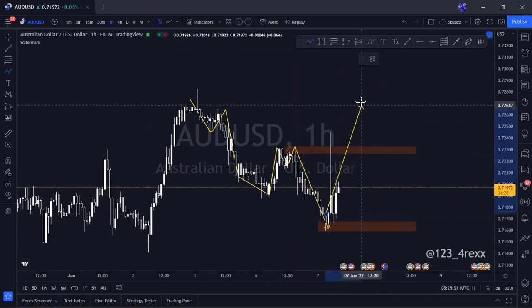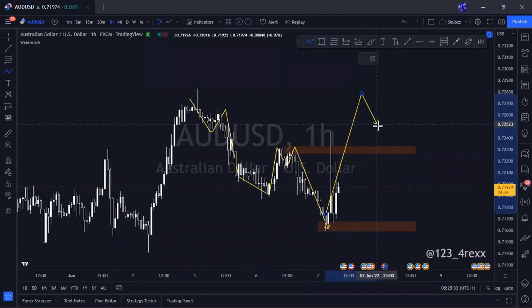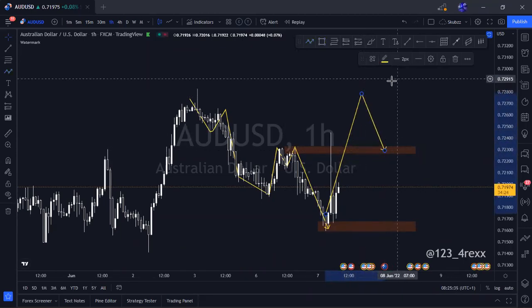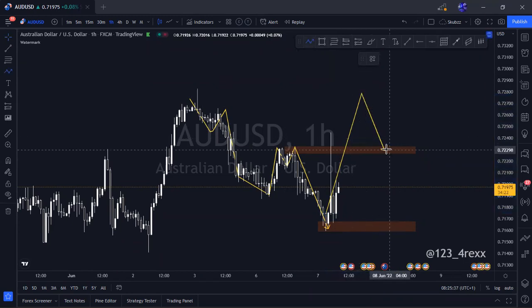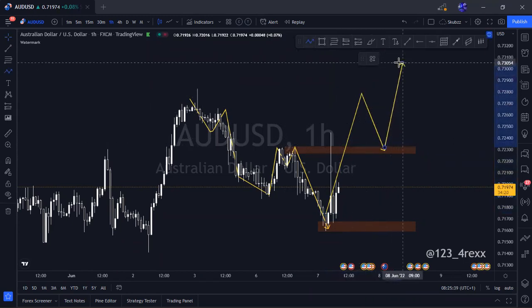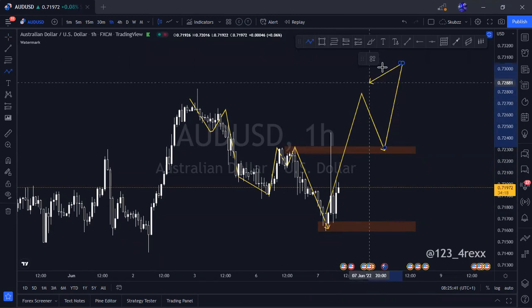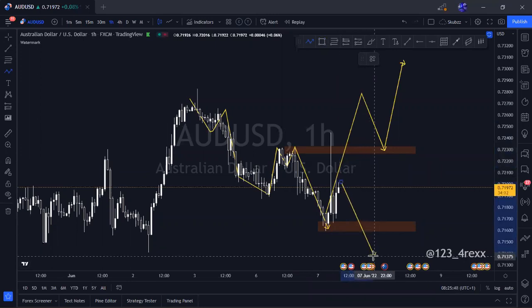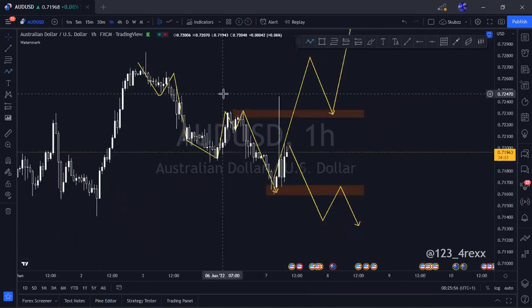If I see the market break above this high, I'll be looking for that retest for what? A continuation to the upside. But if I see a break to the downside instead, then I'm going to be looking at what? That retest and a continuation to the downside. That's basically why I'm highlighting these two areas, because those are the key areas for me.